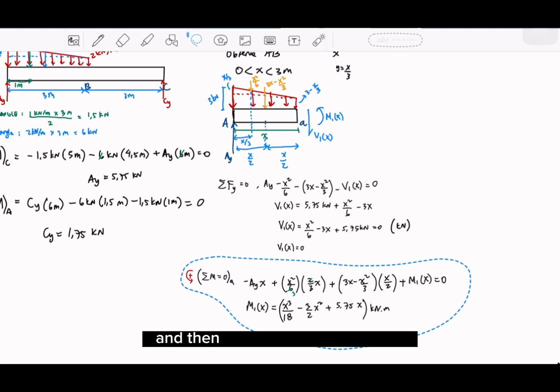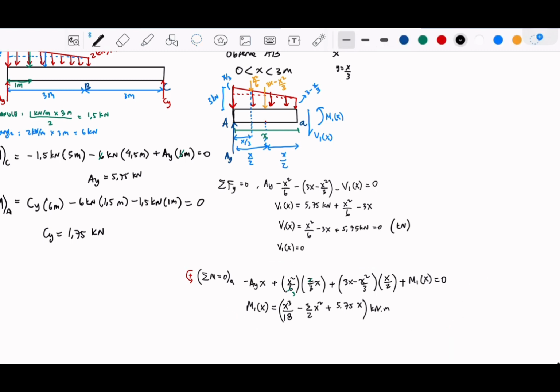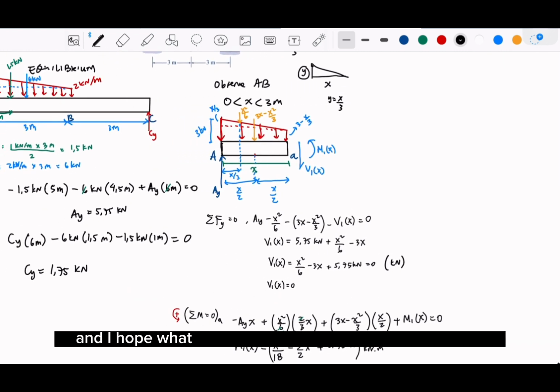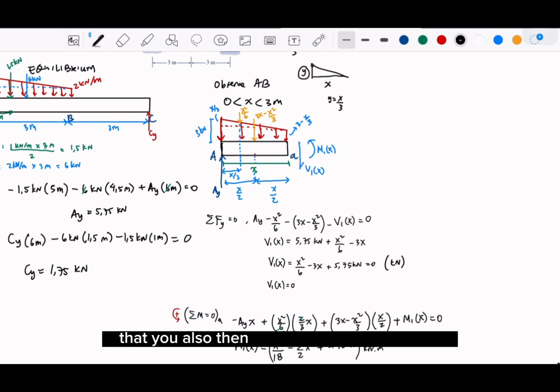And then the more important thing is to prepare your A4 notes, okay? And I hope what you prepare is what you understand. Sometimes you wrote something that you also don't understand in the notes. But I hope you understand the notes, okay? So I hope you can prepare your notes very well.